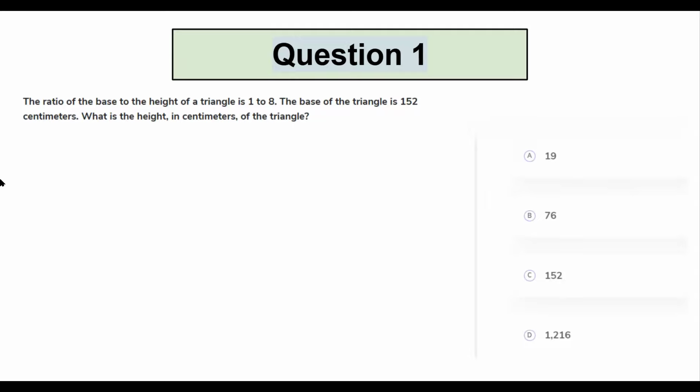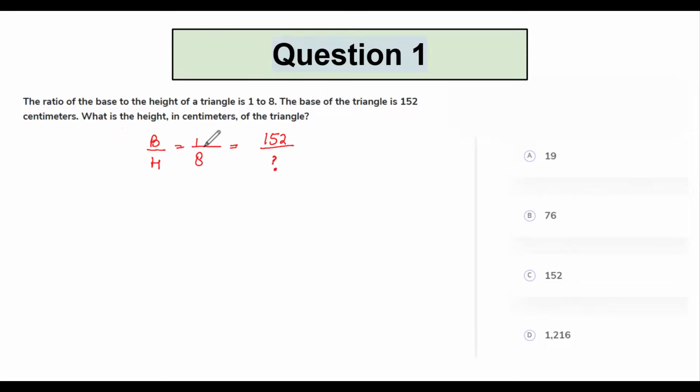Okay, starting with question 1, the question 1 says the ratio of the base to the height of a triangle is 1 over 8. The base of a triangle is 152 centimeters. What is the height in centimeters of the triangle? So we are given the ratio of base to the height, which is equal to 1 over 8. Now we are told that the base is 152. Okay, 152. And then we need to find the actual height. Okay, this height we need to find.